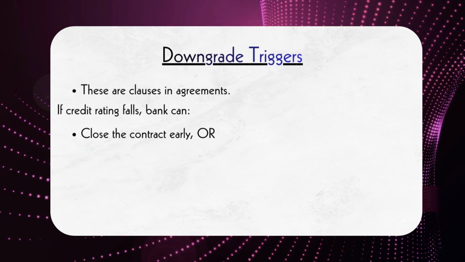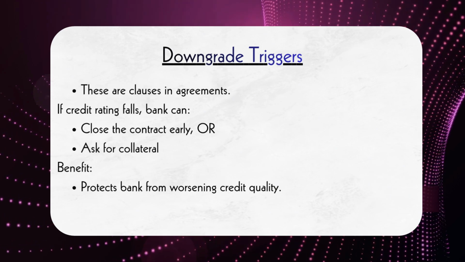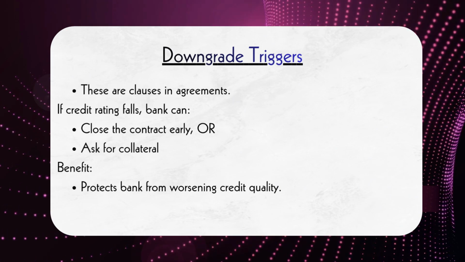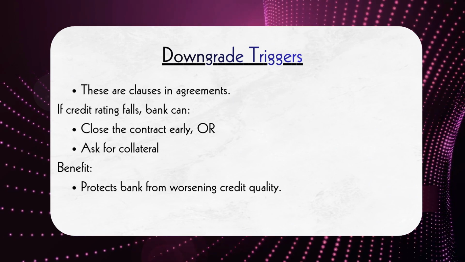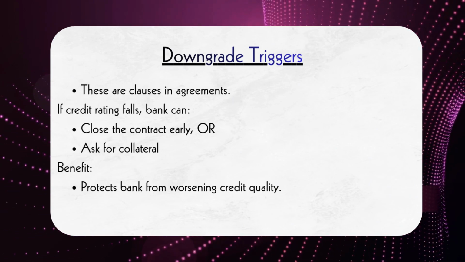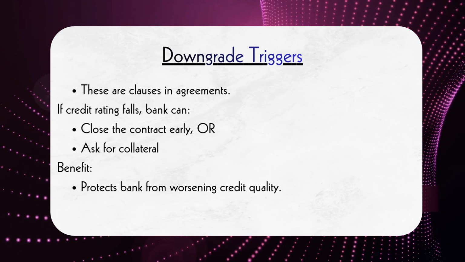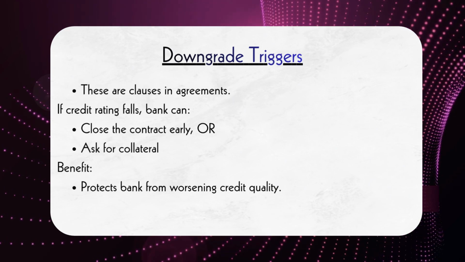Next, we have downgrade triggers. These are clauses written into agreements. They are activated when the credit rating of the counterparty falls below a certain level. If this happens, the bank can either close out the transaction at market value or demand additional collateral. This protects the bank from situations where the counterparty's financial condition is getting worse. It acts as an early warning and protection mechanism.